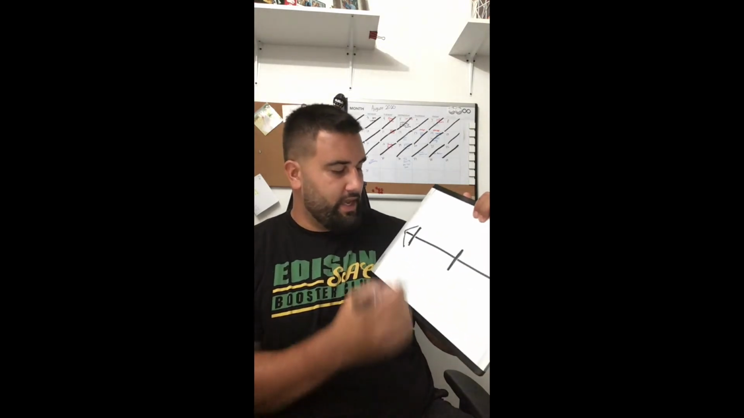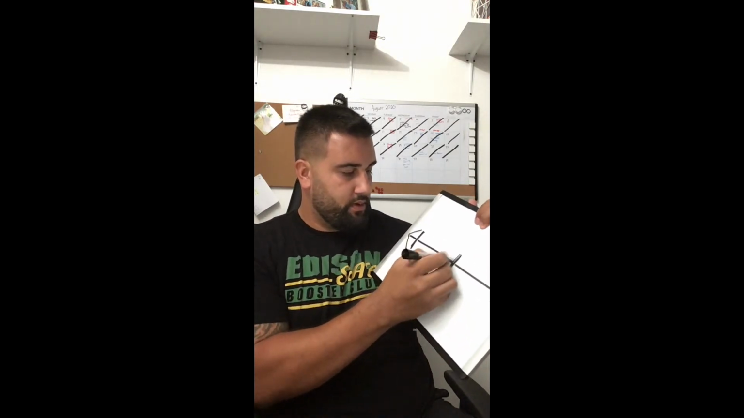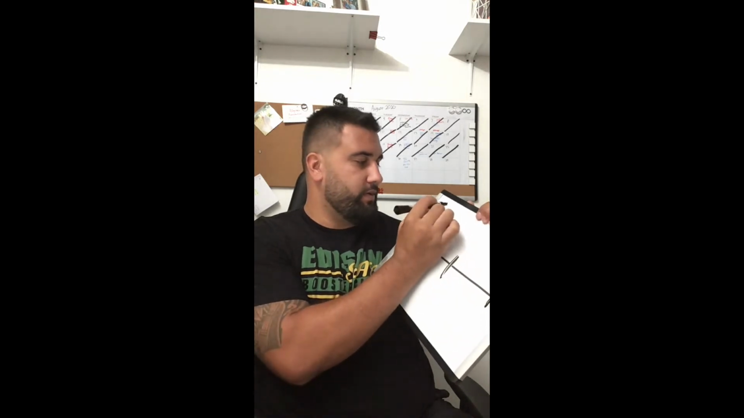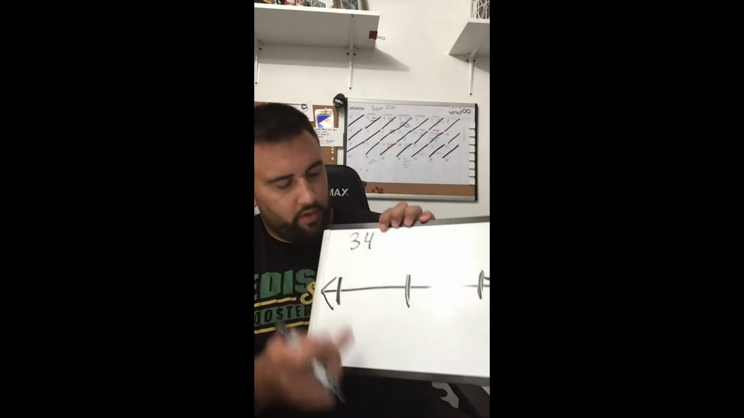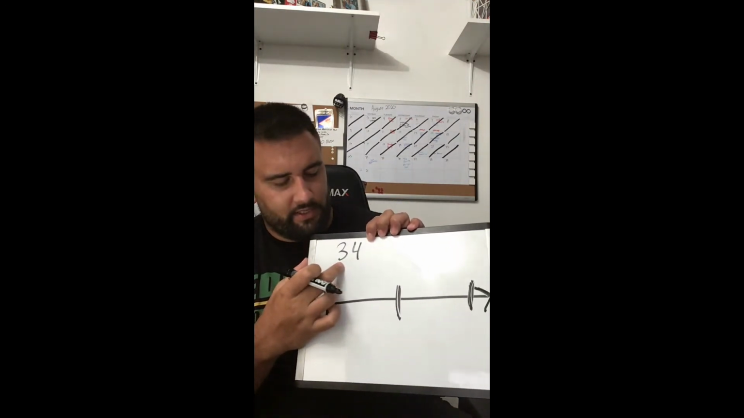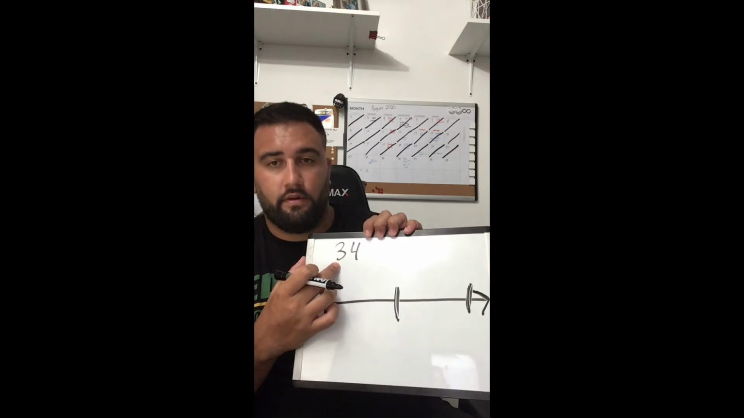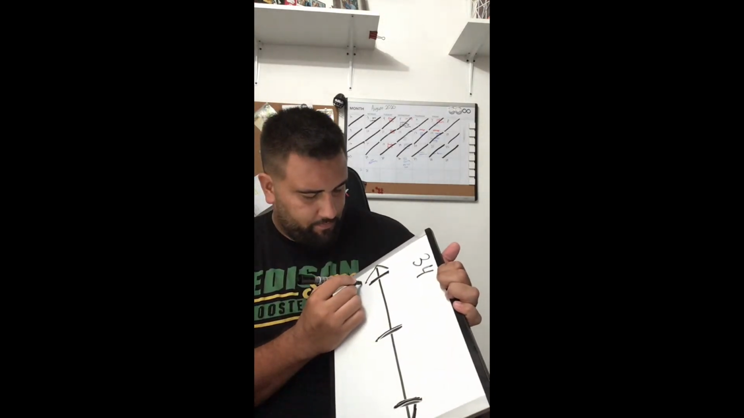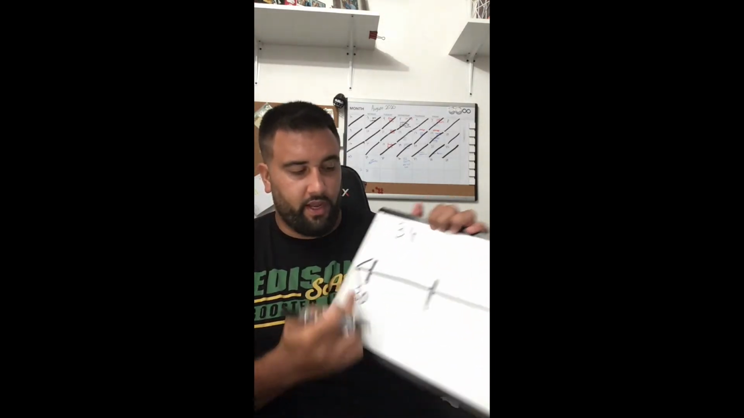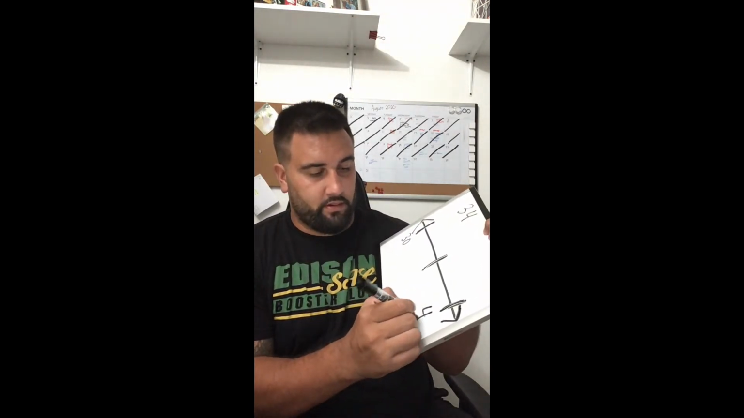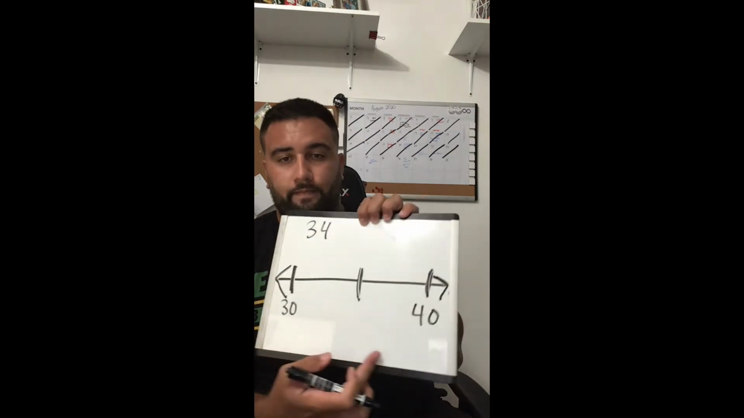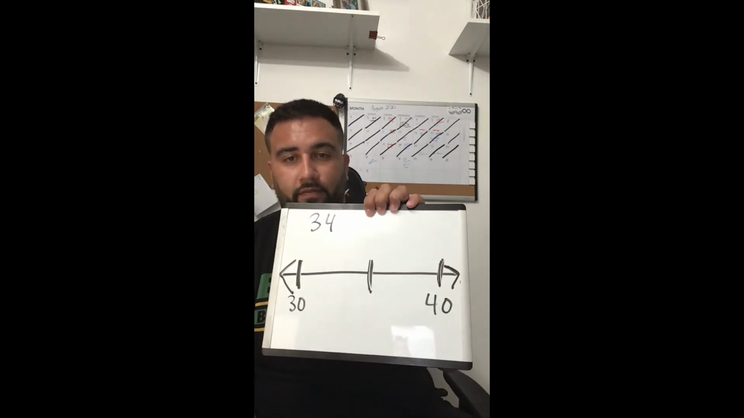Alright, and now let's say we're given 34. Okay? So if we're given 34, what 10 is below 34? It's 30, right? 34 is in between 30, and what's the next 10 up? It's a 40. All right. So we have our 30 and our 40.